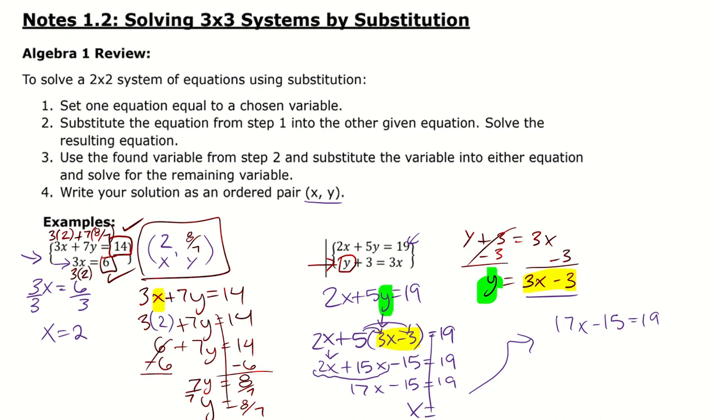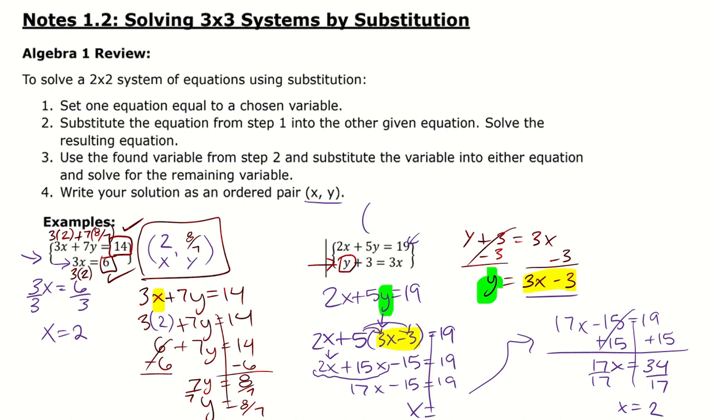So now we get rid of the 15 by adding 15 using inverse operations. And then now we have 17x equals 34. To solve for x, we need to divide both sides by 17, and that will give you x equals 2. And this seems like a lot of work, and it makes you think you're done.